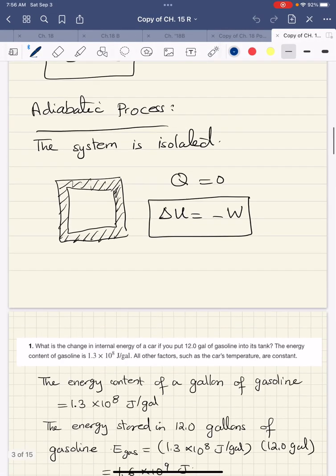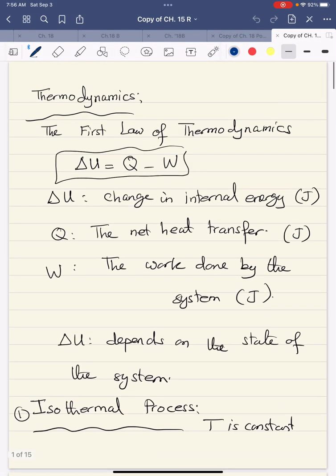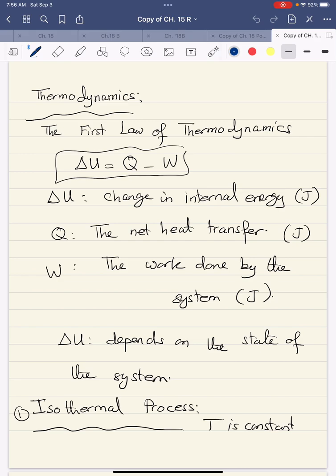Hi, good morning. Today I will introduce chapter 15. In chapter 15, we are talking in general about the laws of thermodynamics. My first focus is going to be on the first law of thermodynamics.